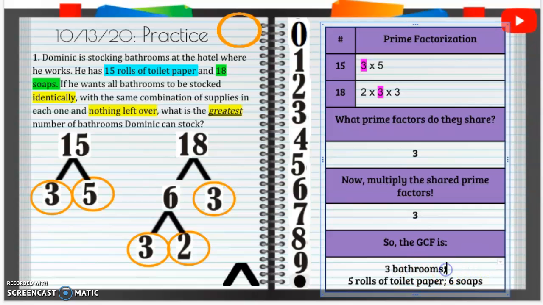So 3 bathrooms, they'll each have 5 rolls of toilet paper and 6 soaps in each. So that is going to be our answer, and then we extended it a little bit. Awesome job.